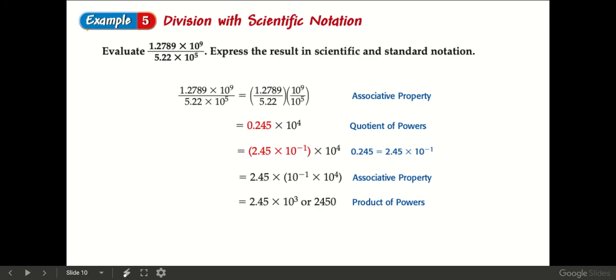So that's how I'm going to use my knowledge of exponent rules and scientific notation to be able to not only multiply values, but divide values.